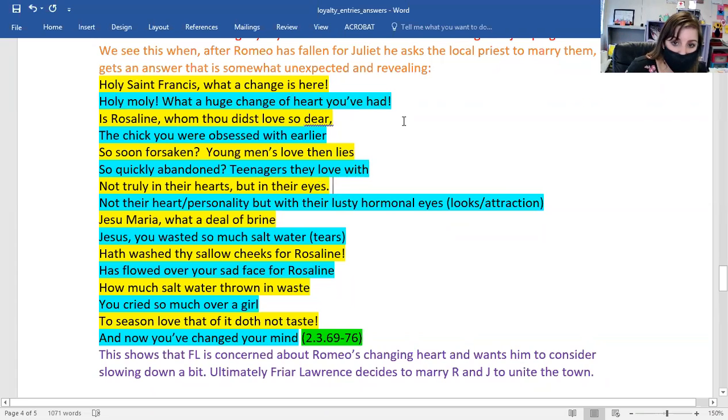So he's like, holy moly, what a change of heart you've had. This chick you were obsessed with earlier, is she so quickly abandoned? Teenagers, they love not with their hearts, but with their lusty hormonal eyes. Jesus, you wasted so much salt water, so many tears. They flowed over your sad face, all for Rosaline. You cried so much over a girl, and now you've changed your mind. That rhymes. I'm a poet and I didn't even know it, guys.